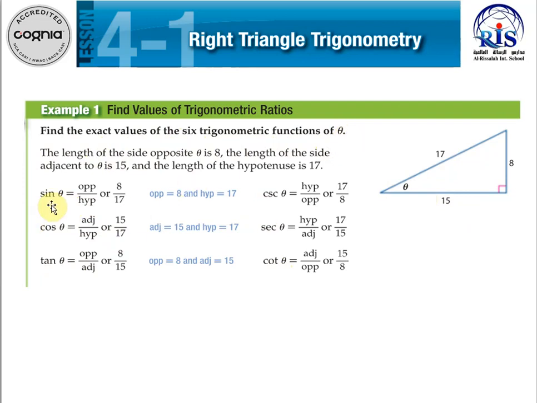So we know that the sine is opposite over hypotenuse. Now for theta here, the opposite side is 8, the adjacent side is 15, and the hypotenuse is 17. Replace: sine, opposite to the hypotenuse, equals 8 over 17. Cosine is adjacent to hypotenuse, adjacent is 15, to hypotenuse is 17, so it is 15 over 17.